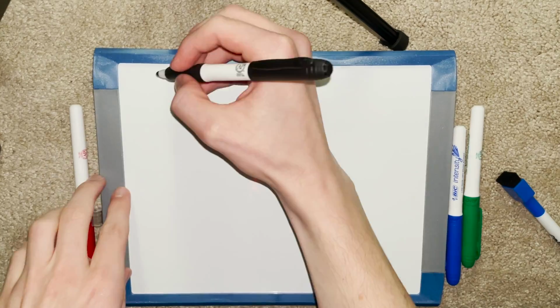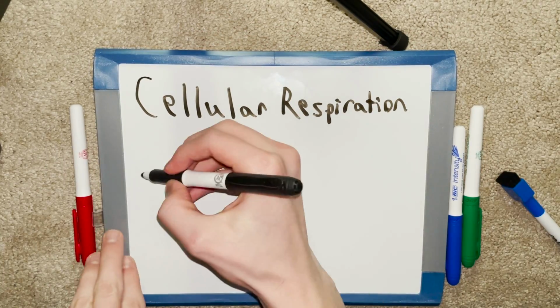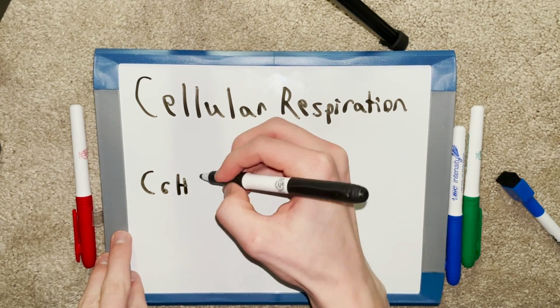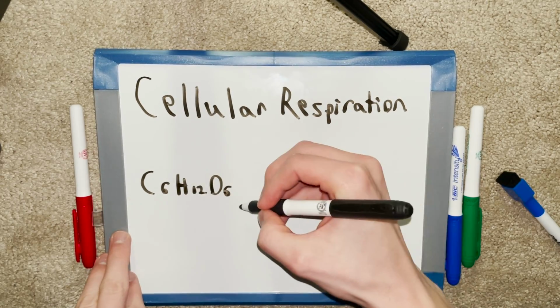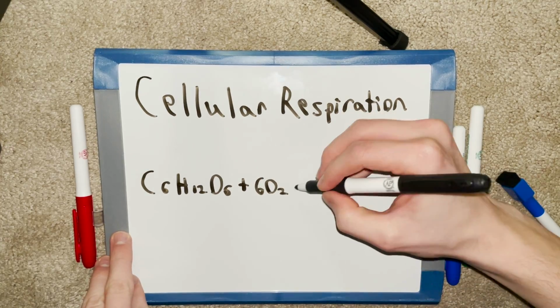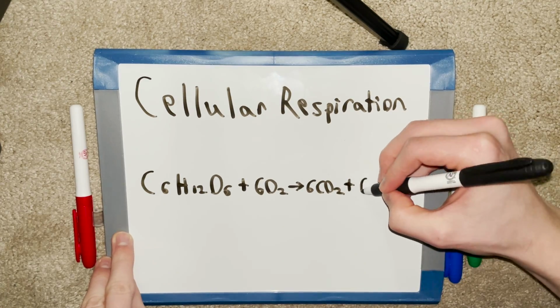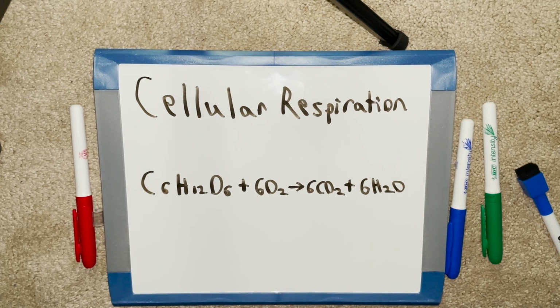This is called cellular respiration, and it has the equation of C6H12O6 plus 6O2, which turns into 6CO2 plus 6H2O. This basically means that glucose and oxygen are being turned into carbon dioxide and water.